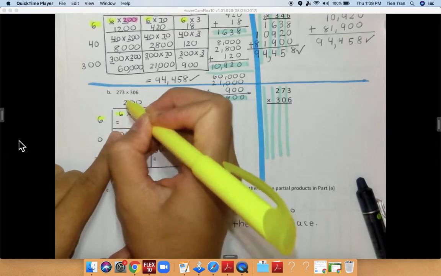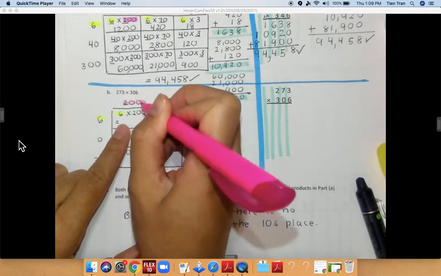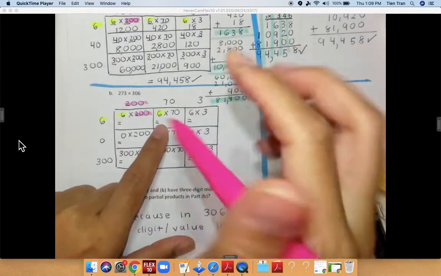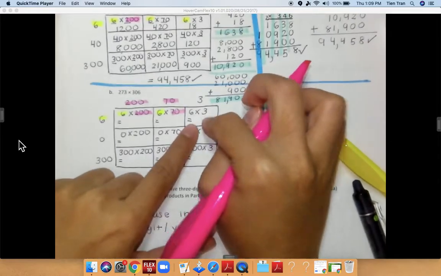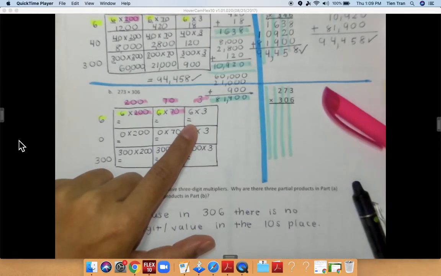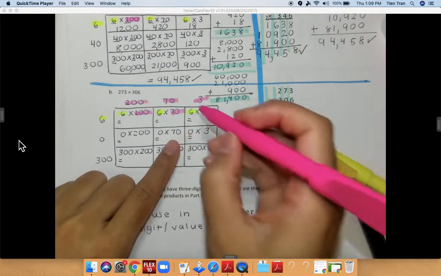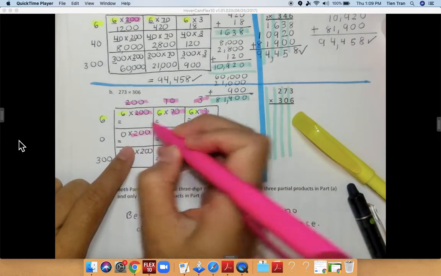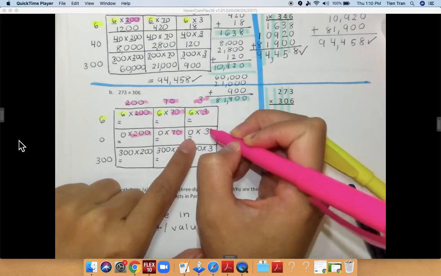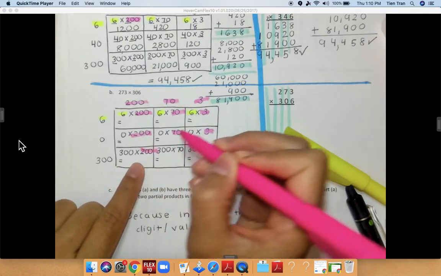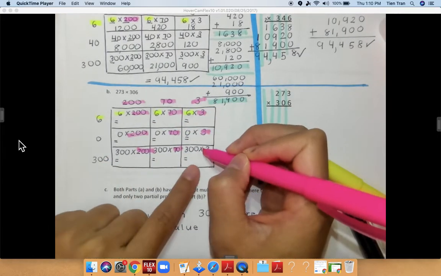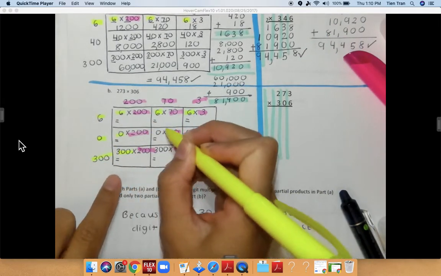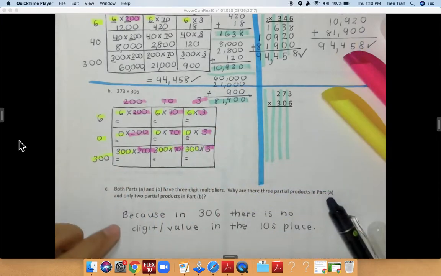So right here we have 6 times 200. This is where I'm getting 200 from. Right here I have 6 times 70. So kind of like your multiplication chart. Again, 6 times 3. And over here we have 0 times 200. Again, 0 times 70, 0 times 3. Over here we have 300 times 200, 300 times 70, 300 times 3. And I'm going to make sure I'm multiplying all of these numbers together in order to get my answer.